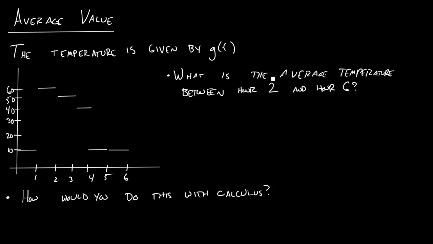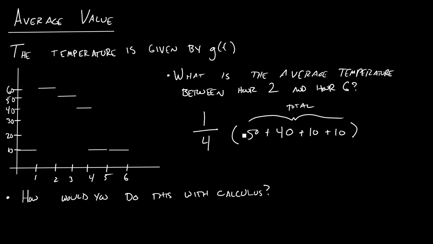So just to remind you, averages work like this. One thing you want to get is a total of some sort, right? So between hour 2 and hour 6, the temperature is 50, it's 40, it's 10 degrees, and then it's 10 degrees. Right, and so this is a total. And now to make it an average, though, we need to divide it by the number of hours. And I'm actually going to write that up front. I'll write 1 divided by 4, right?